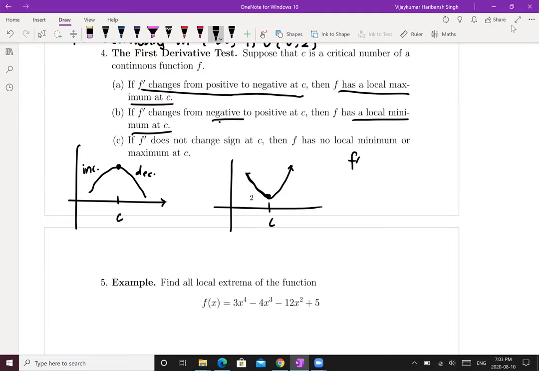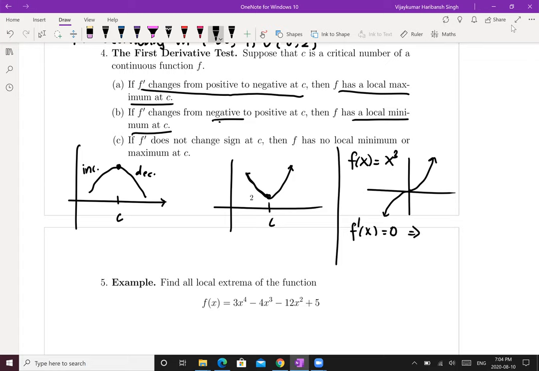Now it can happen, for example, f of x equals x cubed. Let's look at this graph. Where does the derivative become zero? F prime x equals zero gives us 3x squared equals zero, which means x equals zero. So when you draw the sign diagram, since the derivative is 3x squared, it's positive here, it's positive here. So if the derivative does not change its sign, you will get neither local maximum nor local minimum at c.